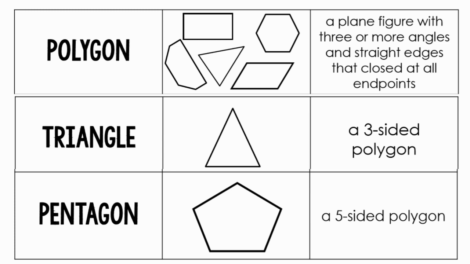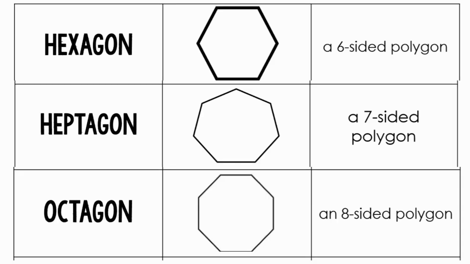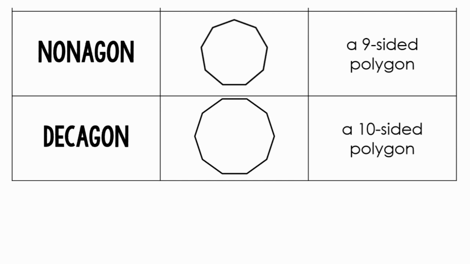Here are some examples of polygons. A triangle is a 3-sided polygon. It also has 3 vertices. A pentagon is a 5-sided polygon, which has 5 vertices. A hexagon is 6-sided. A heptagon is 7-sided. An octagon is 8-sided. Then we have a nonagon and a decagon. Nonagons are 9-sided polygons and decagons are 10-sided polygons.